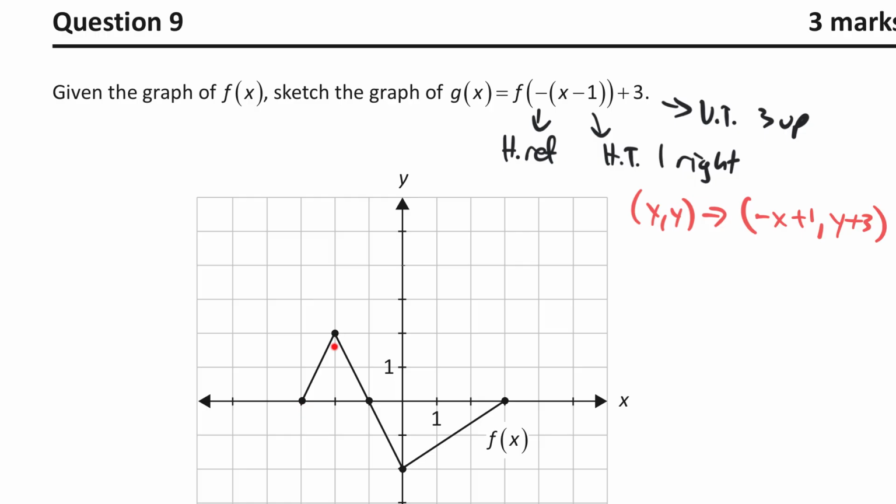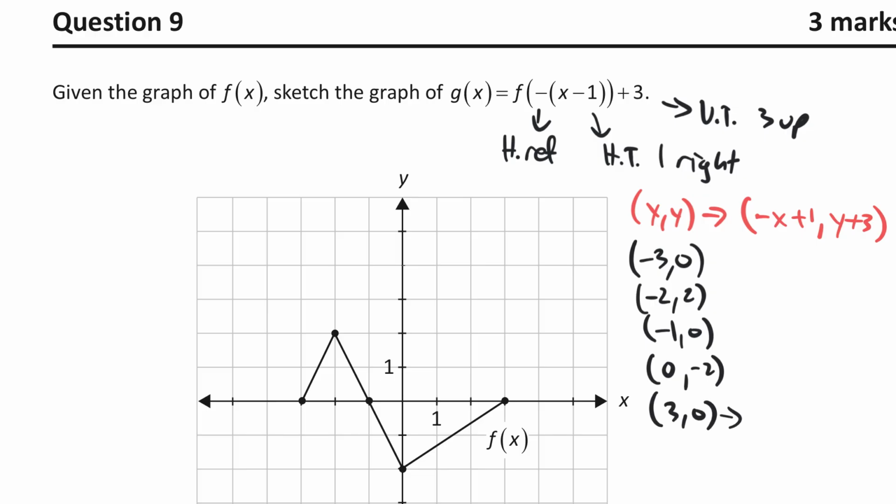We have 1, 2, 3, 4, 5 points. So what we can do is map them all out. So we have (-3, 0), (-2, 2), (-1, 0), (0, -2), and (3, 0). So each one of these points is going to become a new point.